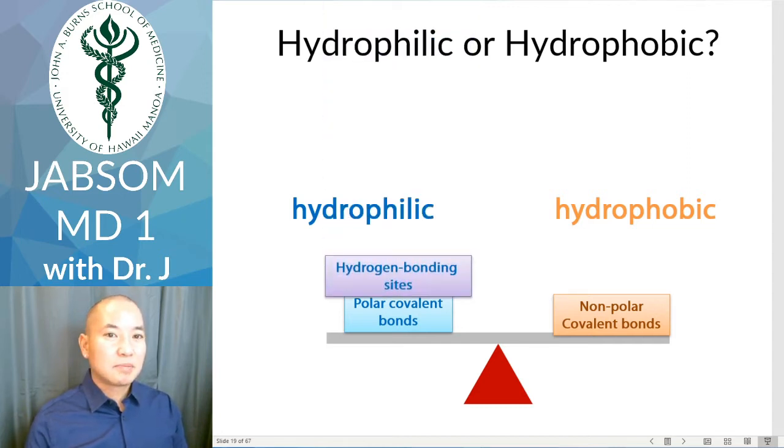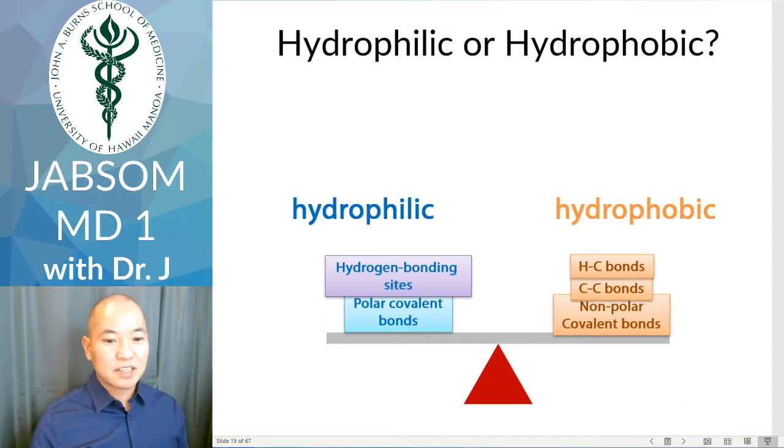Then there are hydrogen bonding sites, with oxygen, nitrogen, and fluorine being potential hydrogen bonding sites. If you see a lot of oxygen, nitrogen, or fluorine atoms, this might make something toward the hydrophilic side. Whereas if you see a lot of carbon-carbon bonds, which are nonpolar covalent, and carbon-hydrogen bonds, then this makes a molecule more towards the hydrophobic side. Okay, so when I look at a molecule, it's all about balancing out these factors. These are what I look at first.